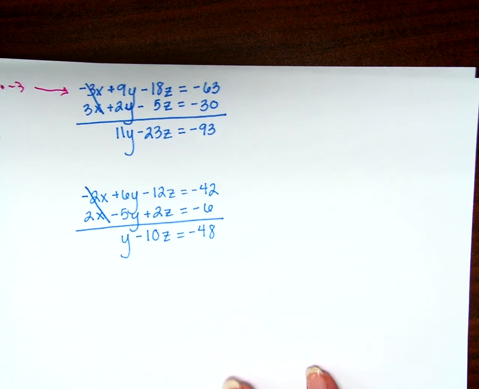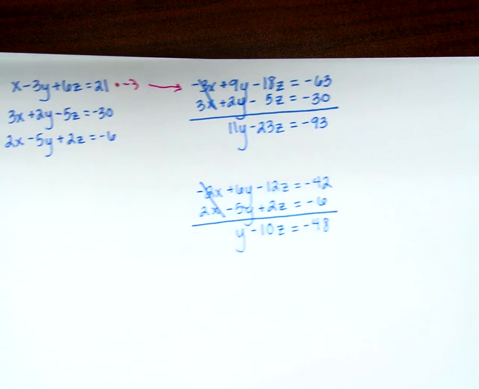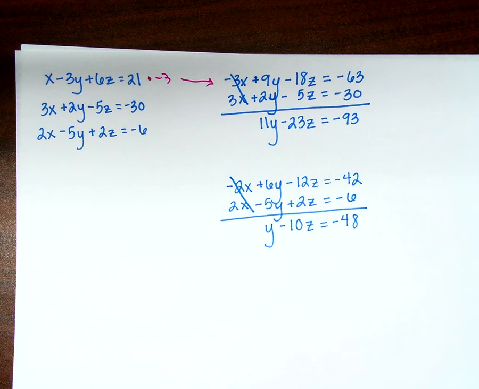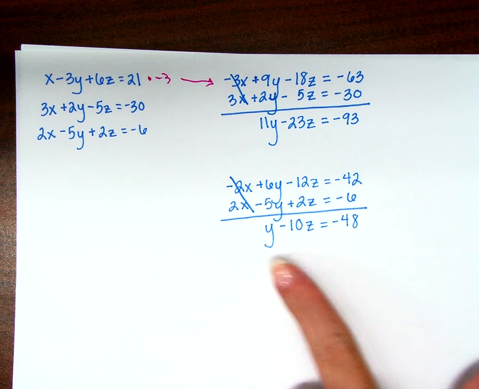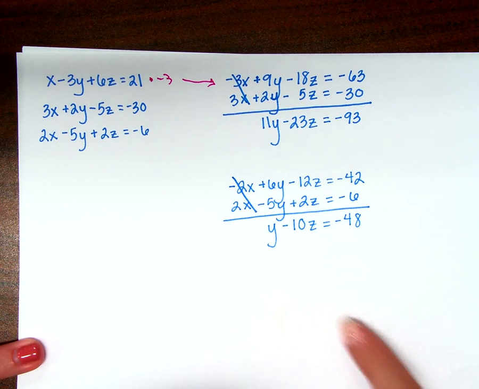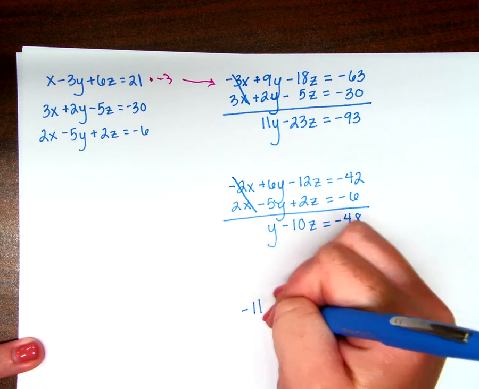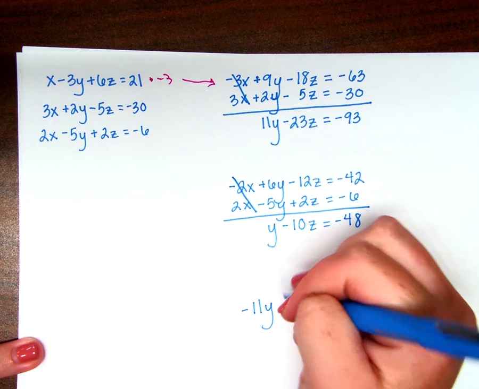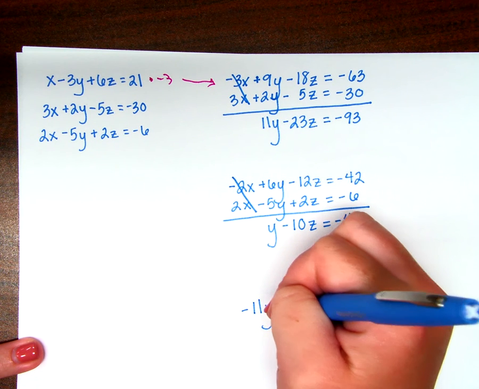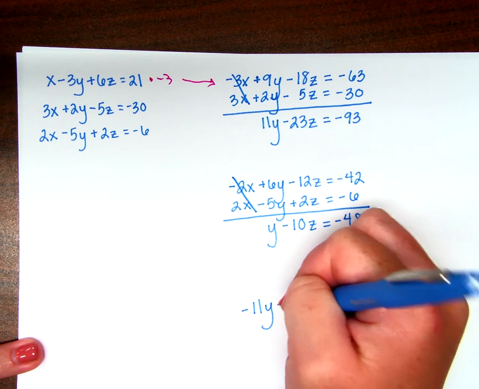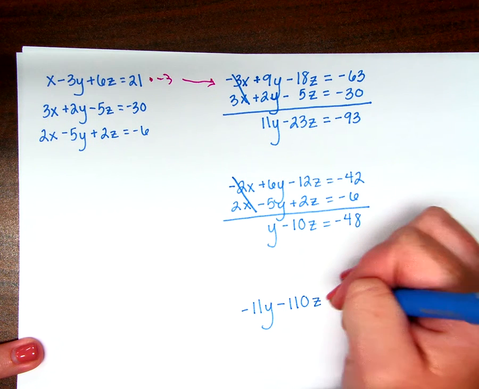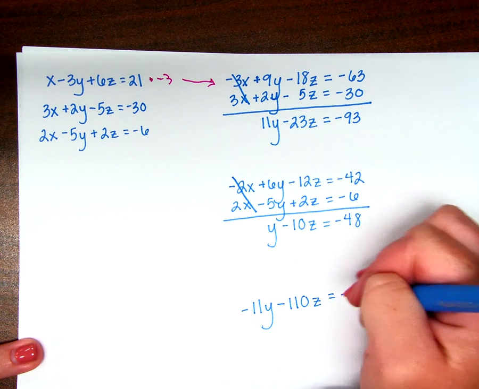Let's scoot this over a little bit. We don't have to do that, that's fine, because this is more like the width of their paper. So, what would you like to multiply either of the equations by to try to eliminate the y? Negative 11 on the top equation or the bottom? So multiply this equation by a negative 11. Let's write it right below. Minus 110 z equals negative 528.